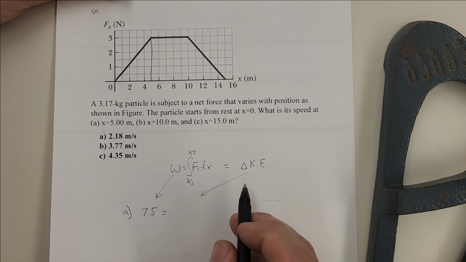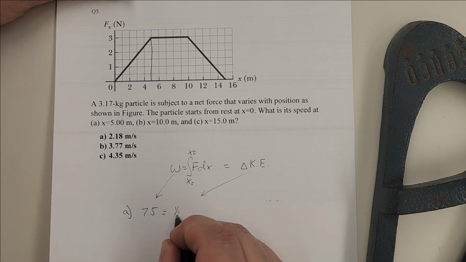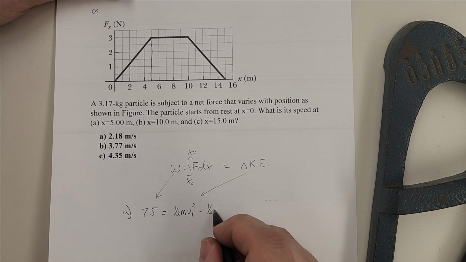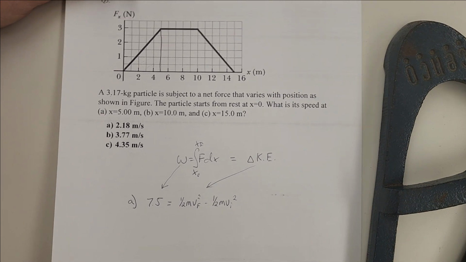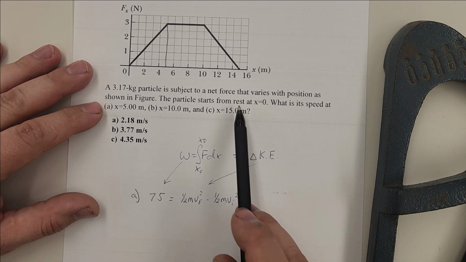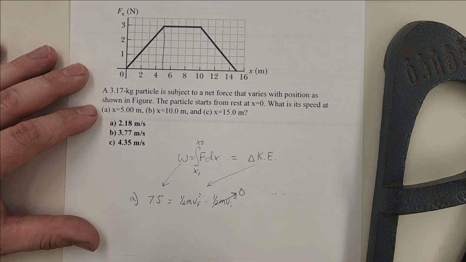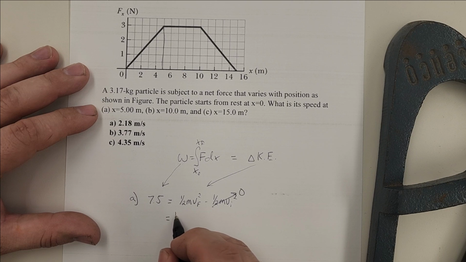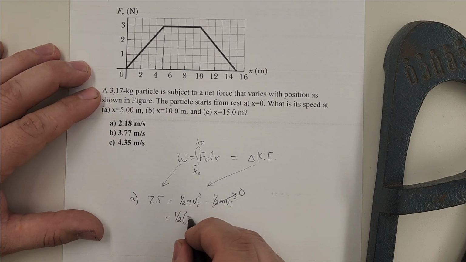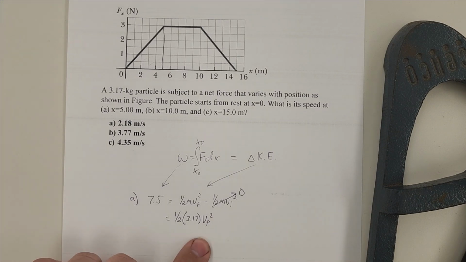And that has to be equal to the change in kinetic energy. The change in kinetic energy is 1/2 mv squared, final minus initial. Initially, the particle starts from rest at x equal to 0, so there was no motion. That goes to 0. So we'll have 7.5 is equal to 1/2 the mass, 3.17, times the final velocity squared. That's what we're solving for, the final velocity.